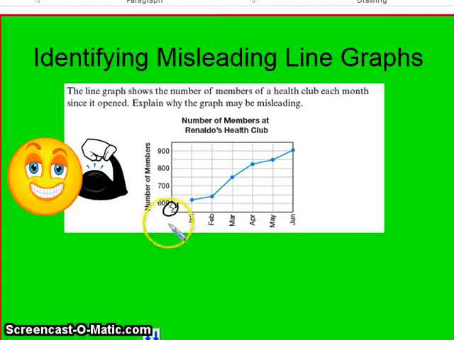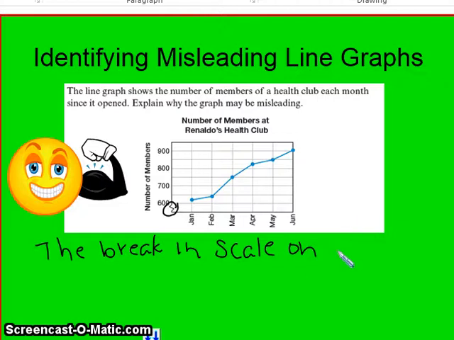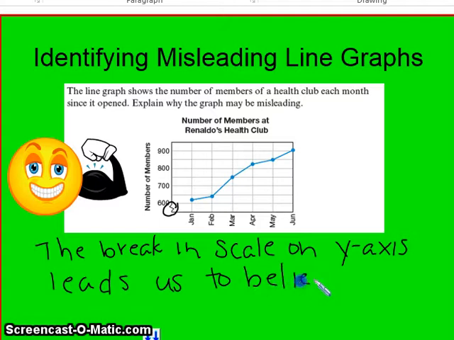Instead of starting their graph at 0, they started it at 600. So it made you think that they started very low and went all the way up to 900, but in fact they started out above 600. So what's misleading is the break in the scale. And that break in the scale on the y-axis leads us to believe that membership started out very low.